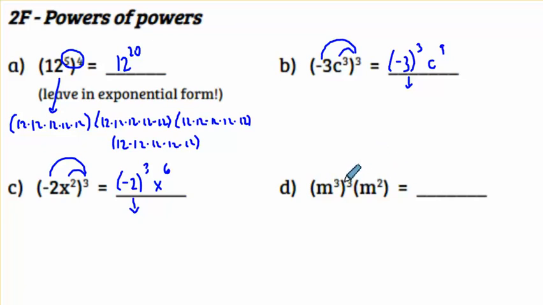For this last one, we've got several things going on here. Order of operations says we take care of our exponents. So this part here, m to the third power, would be m to the ninth. And then we take care of this multiplication, m to the second. And remember what this means. This means 9 m's being multiplied together, and you've got two more m's, and so that's going to be m to the 11th power.